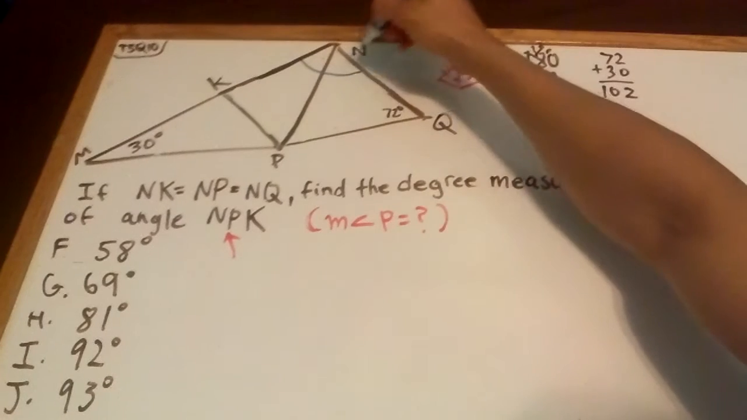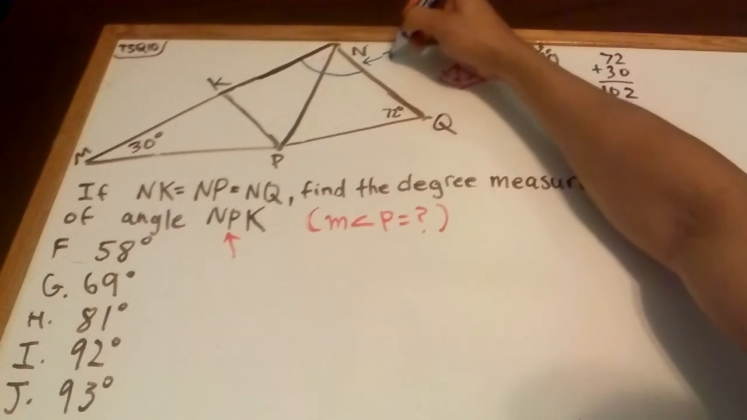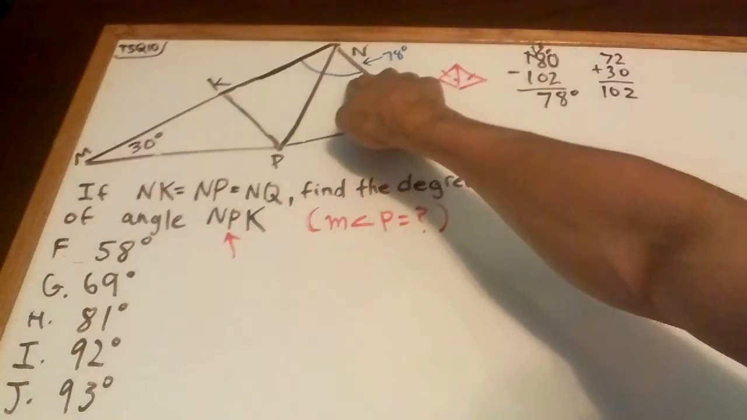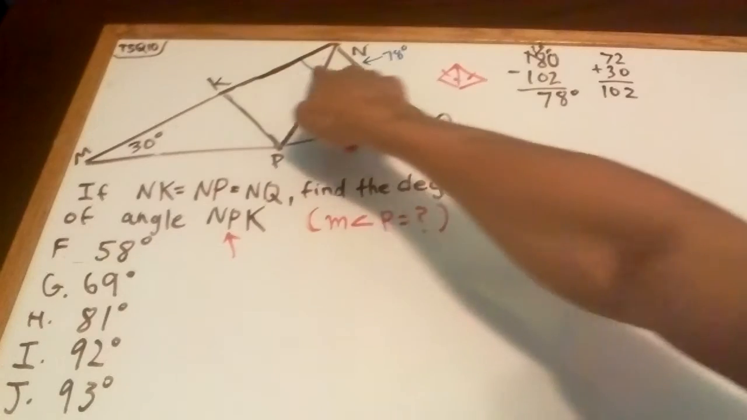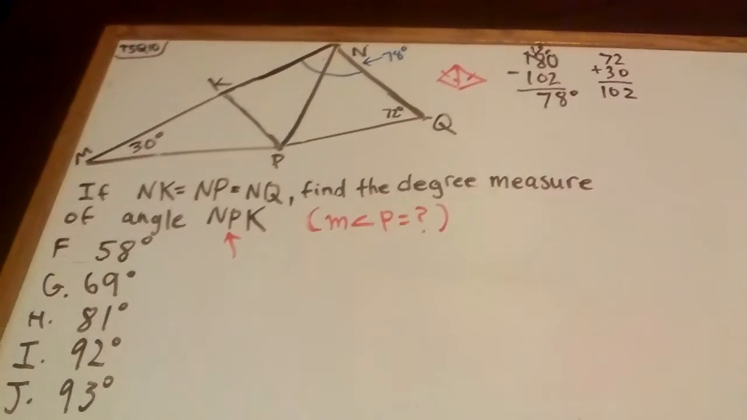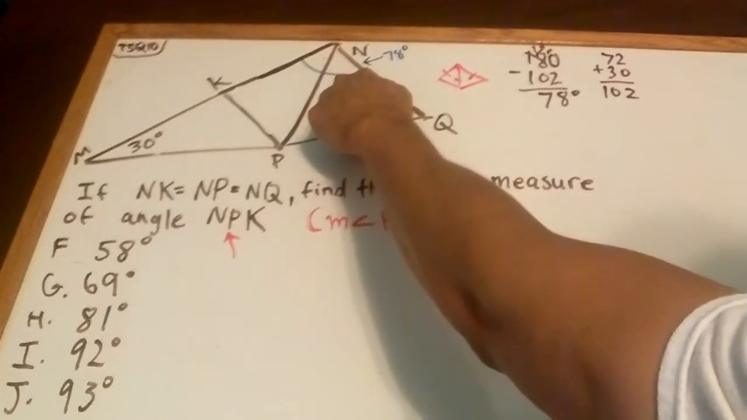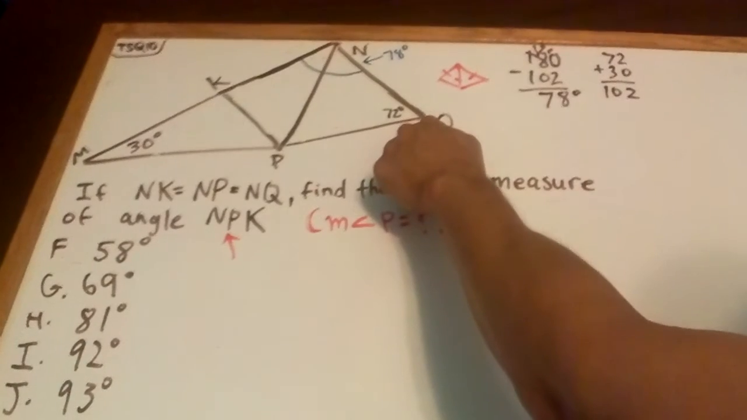This here is 78 degrees. That whole thing though, alright? You see there's a line splitting it. We're not talking about this angle 78 or that angle 78. We're talking about how that whole top angle, angle N, is 78. So now we know that. We know something about this whole triangle. M is 30, N is 78, and Q is 72.